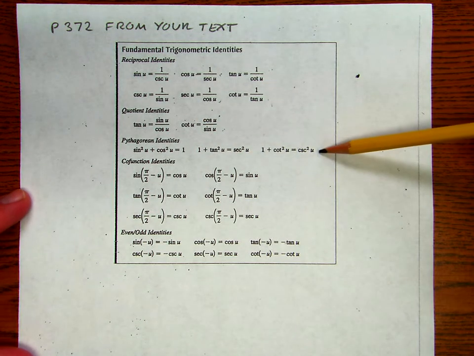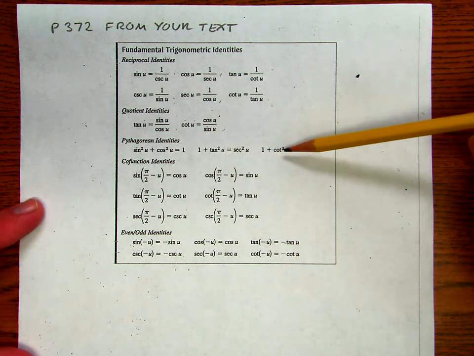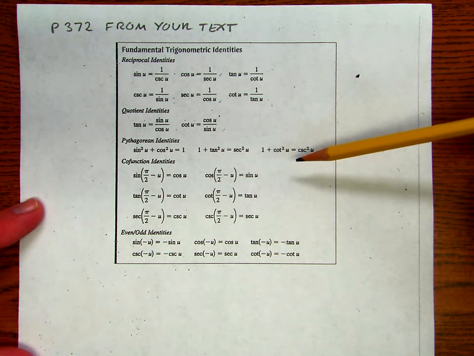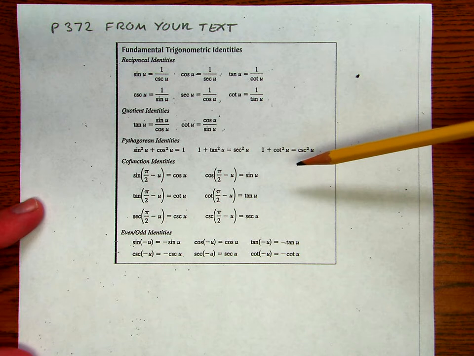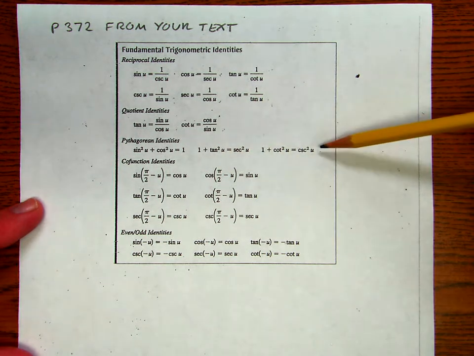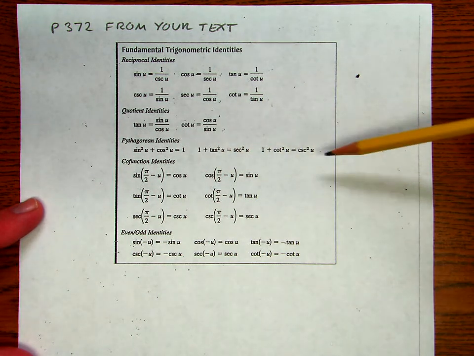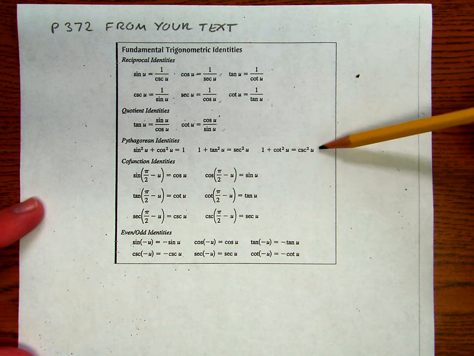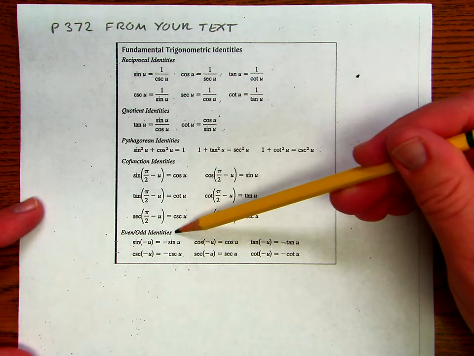Pythagorean identities. These have popped up a couple times, but they haven't been ultra important. They've kind of been alternatives to things that we already know how to do using other strategies. In chapter 5, these are going to be big deals. Not only big deals in chapter 5, but we're going to address some other trig-related topics a little bit later in the year, and these guys are going to be central to being able to solve those problems. So the Pythagorean identities are going to be pretty big deals. Okay, two new sets, cofunctions and even odd.